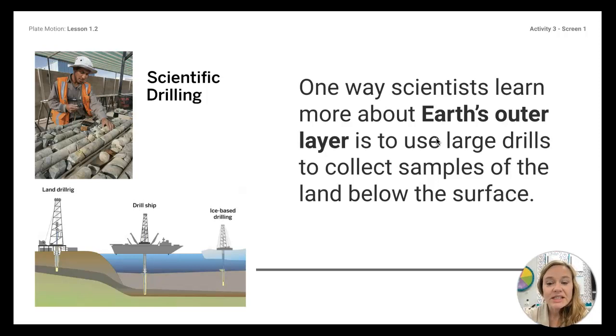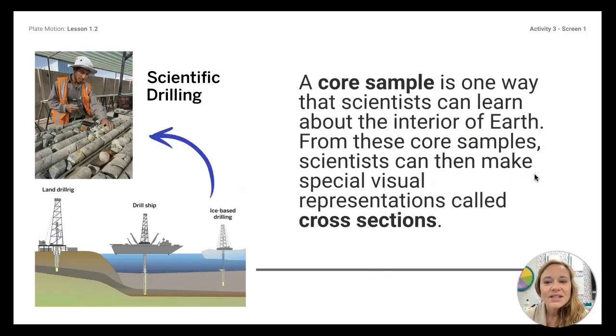So one way that scientists are learning about the Earth's outer layer, in order to learn about the area and the rock that the fossils were found in, is that they're collecting samples. They do this by doing scientific drilling. So they take a drill and they drill right into the Earth to get some samples of Earth to look at from below the surface. We call this a core sample. It's one way that scientists can learn about the inside of the Earth, and they take these core samples out and they make a visual representation called a cross section.